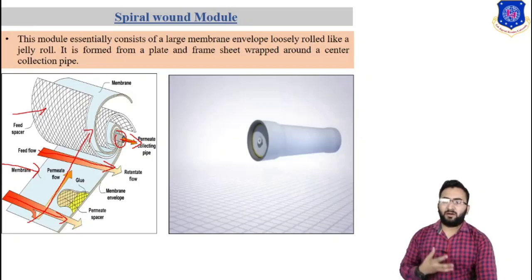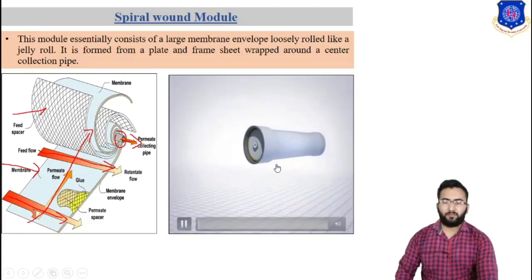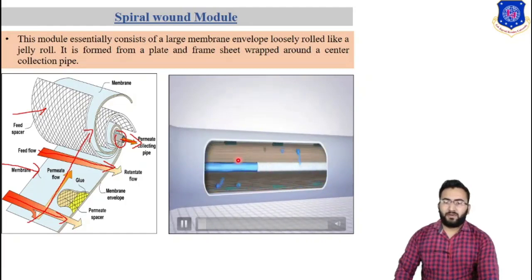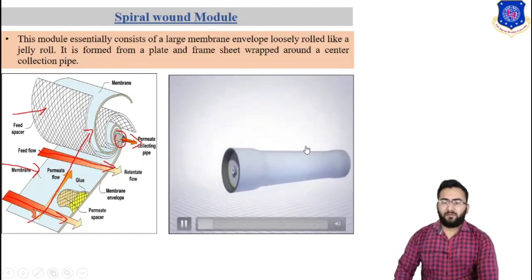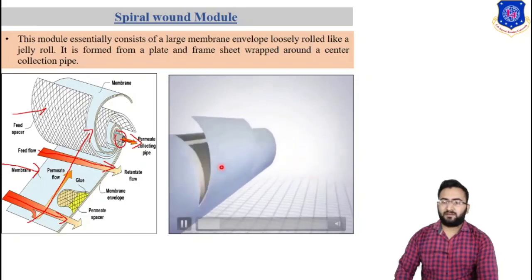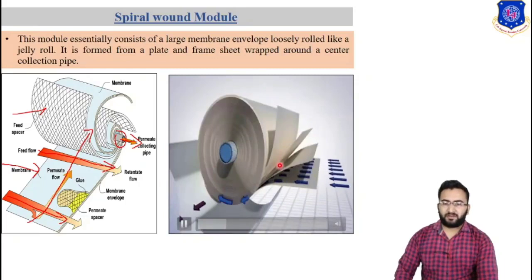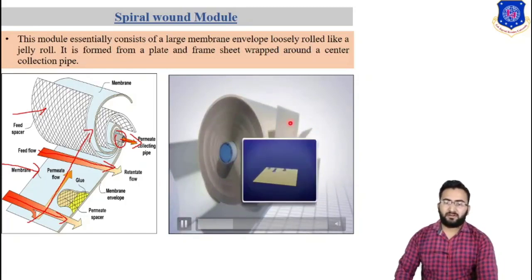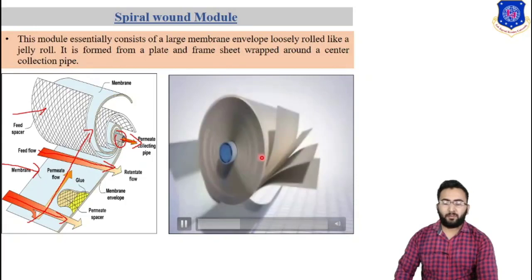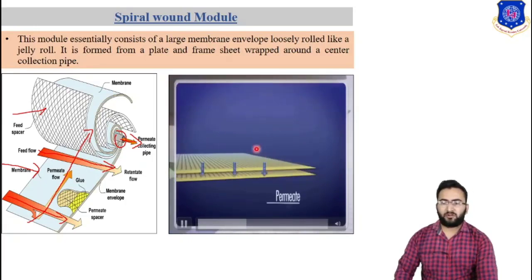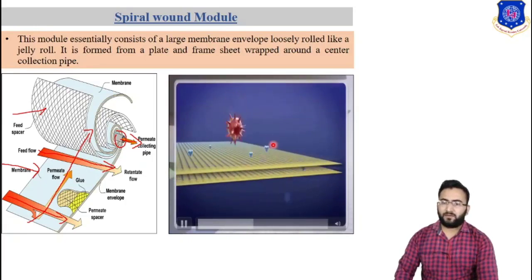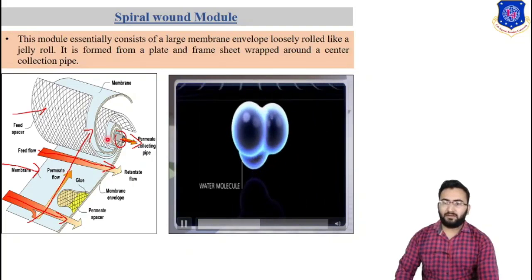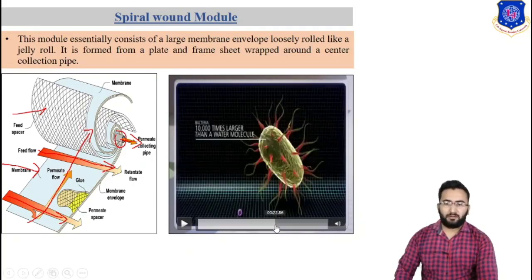To understand the spiral wound membrane module, let's check this animation. So this is one type of spiral wound module in which there is a collector pipe which is rolled with the various membranes and spacers. These are various membranes and sheets of membrane. Approximately 1000 sheets of membrane are included in this membrane module.